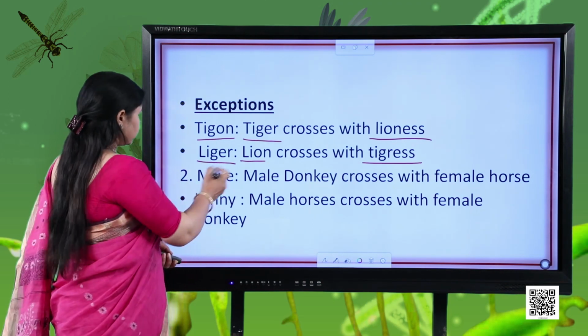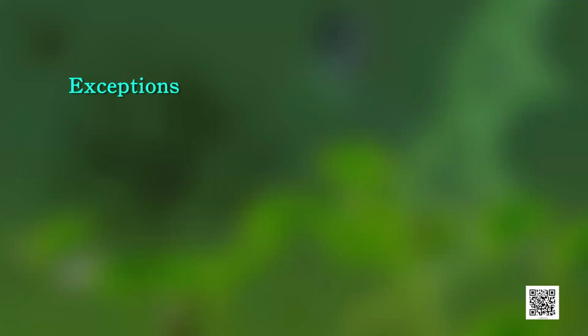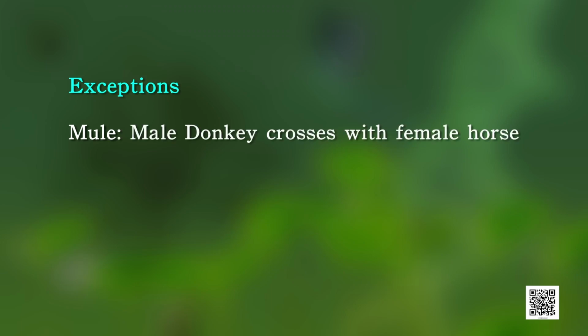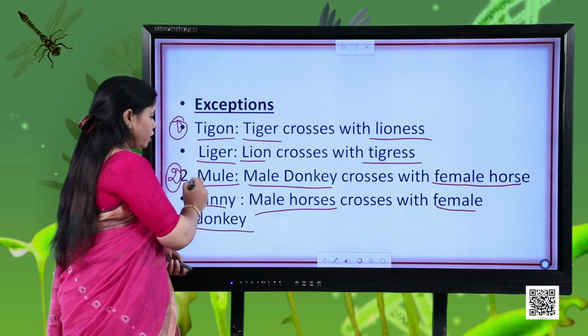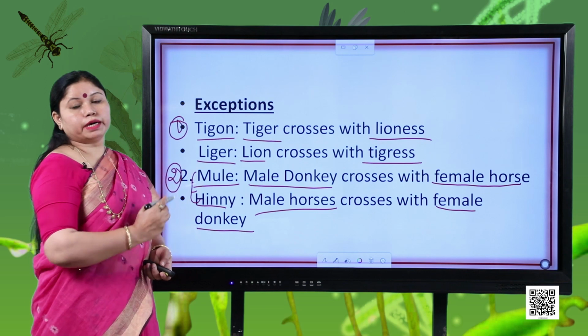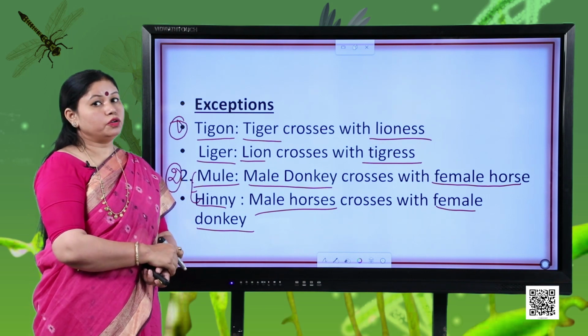Another example of the exception is mule. You all are familiar with the mule. How is mule produced? Male donkey crosses with female horse. Mule is produced. Hinny is produced when male horse crosses with female donkey. They are also hybrid, but they are non-fertile.